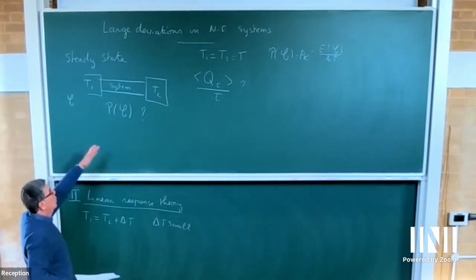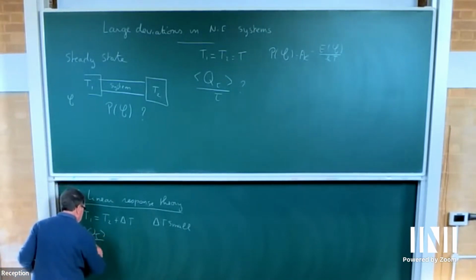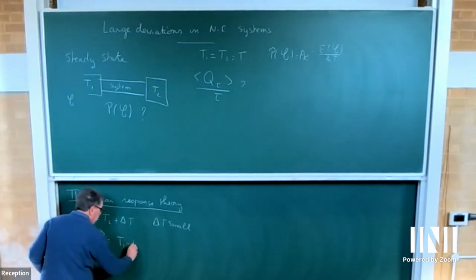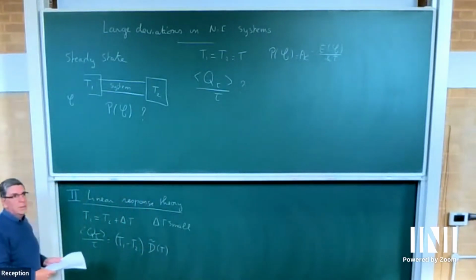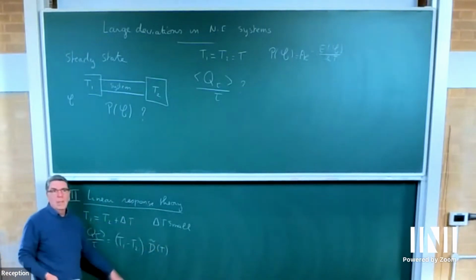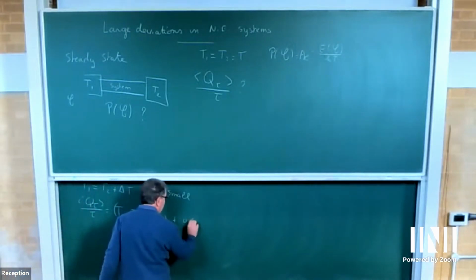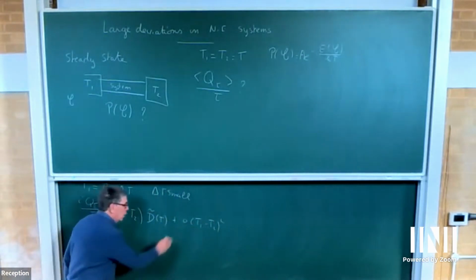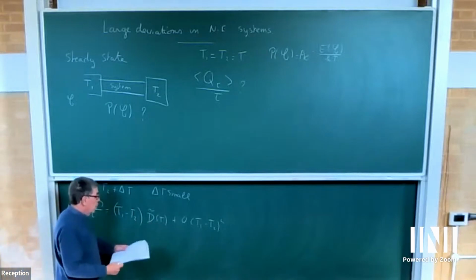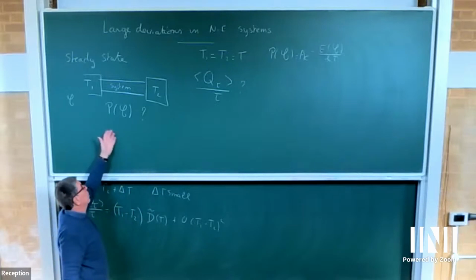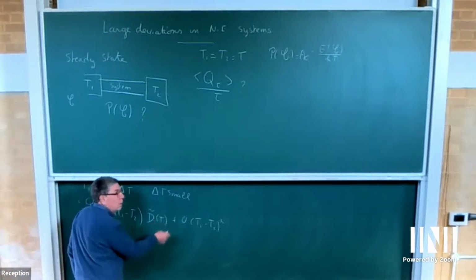So the average current will be a function which I call D tilde, a coefficient which depends on the temperature, but also depends on the system, on the size, on whether it's a gas, a fluid, or whatever. So it's a complicated thing and it's hard to calculate.